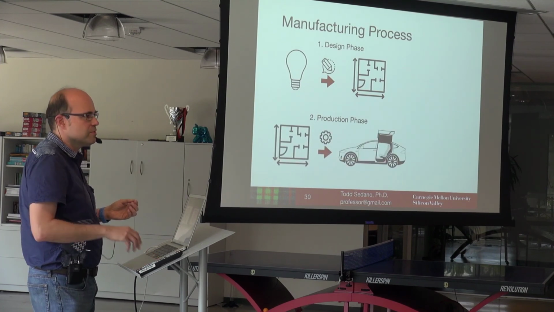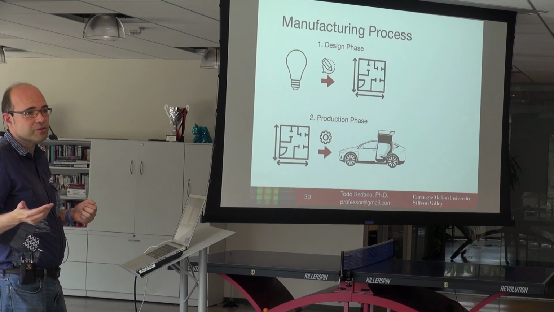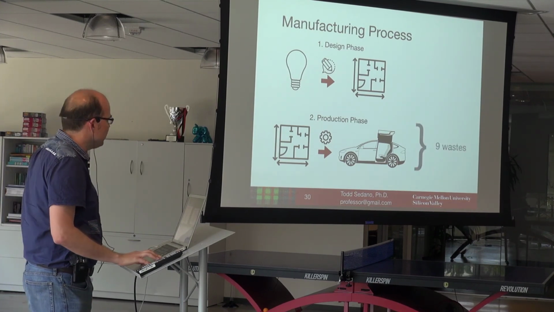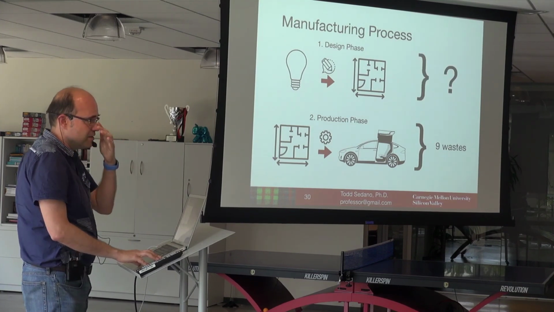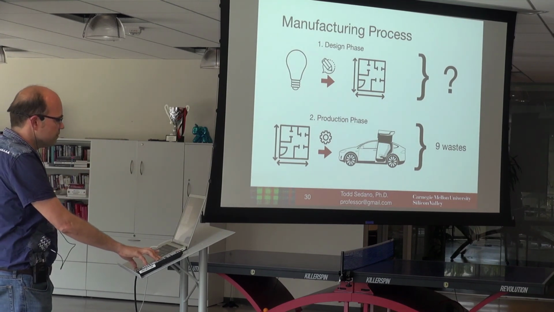We go through a production phase where we take that blueprint and we do it over and over and over again, and that's where a lot of the costs are. So the Toyota Production System was to minimize the waste there, and they found these 7 to 9 wastes. But the question remains, are there wastes in the design phase that, because they were manufacturing a product over and over again, they didn't look for in the design phase?